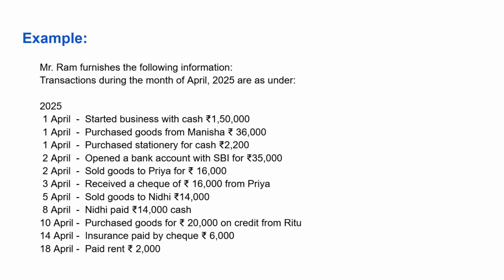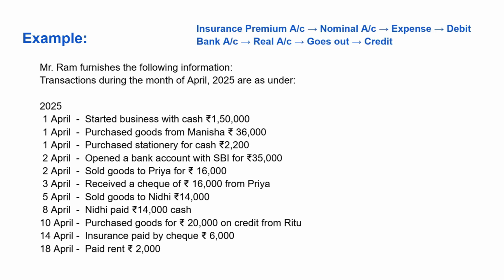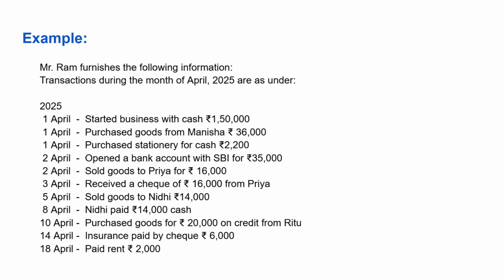Here the two accounts affected are insurance premium account and bank account. Because we have paid by check, so bank account. Insurance premium account, it is nominal account because insurance premium is expenses, so it is debited. And bank account is real account, and cash goes out of the bank, so it is credit.